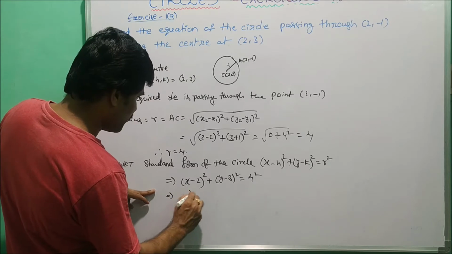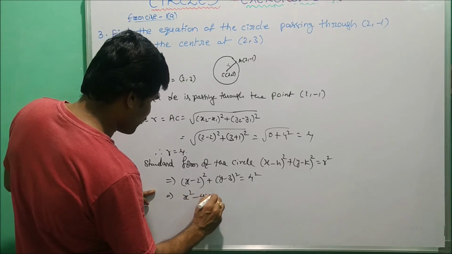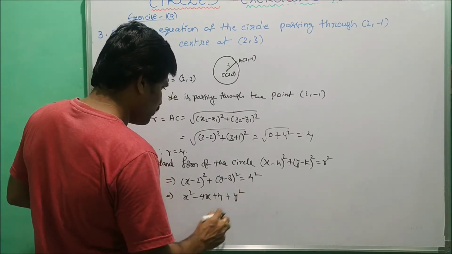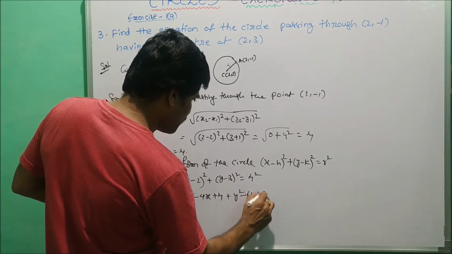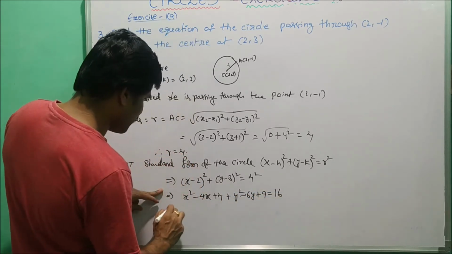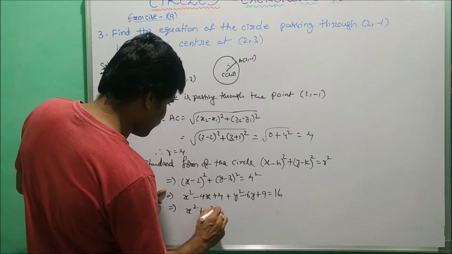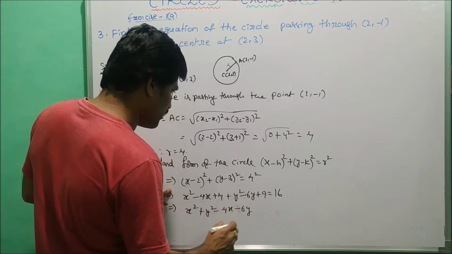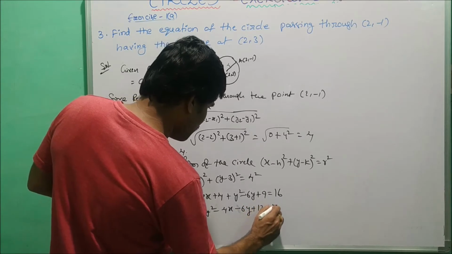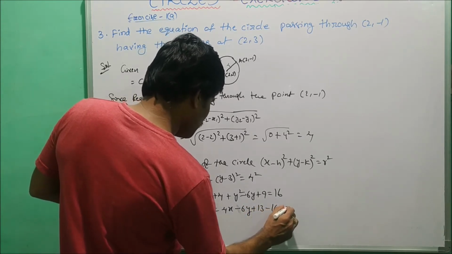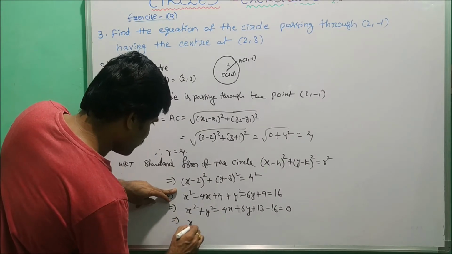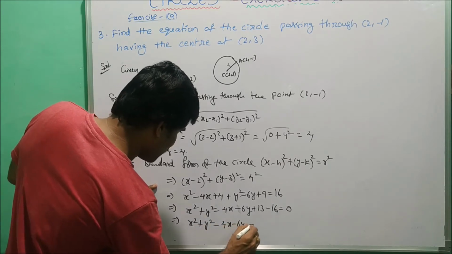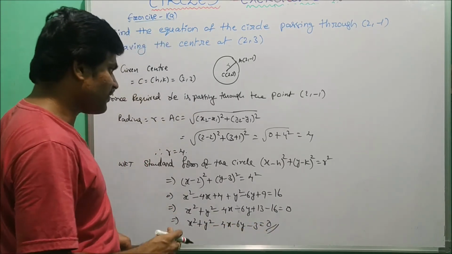Now we can simplify that: x square minus 4x plus 4, this is the form of (a minus b) whole square. Here also using the same formula, y square minus 6y plus 9 equals 16. 4 square means 16. Therefore x square plus y square minus 4x minus 6y, in this 9 plus 4 is 13, plus 13 minus 16, that equals 0, which implies the required equation of circle is x square plus y square minus 4x minus 6y minus 3 equals 0. This is the solution for this question.